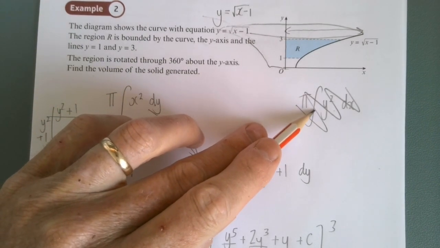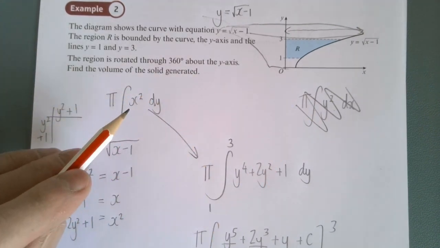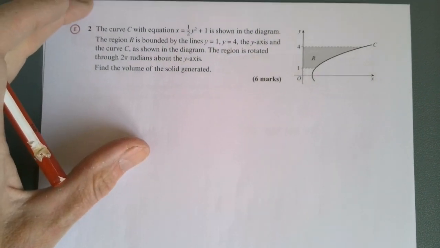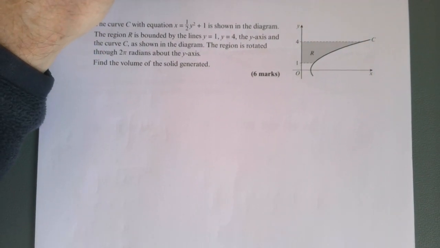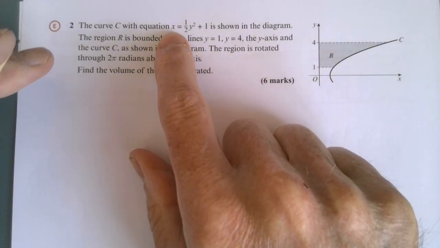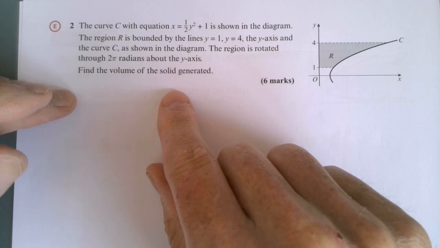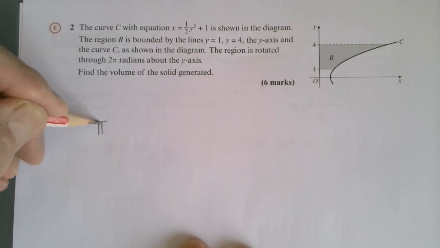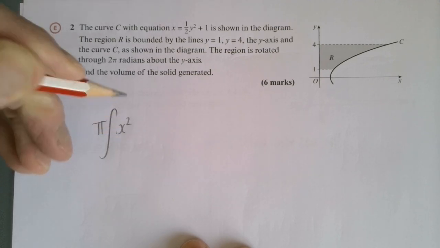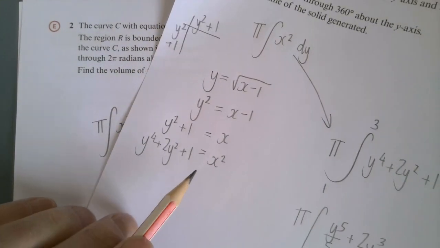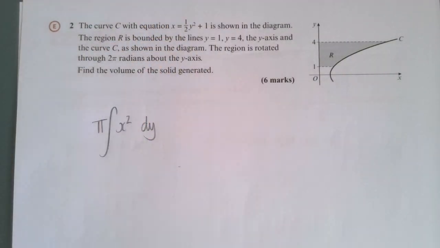Okay, so that's the other modification really. Rotating around the x-axis, you've got to work out what y squared is. Rotating around the y-axis, you've got to work out what x squared is. And I noticed in the textbook there's a couple of questions where they give you a function defined in terms of x. So it's rotated around the y-axis, so I need to work out... well, it's nice and easy in this case because I've already got what x is equal to. I don't have to do the rearranging I had to do.